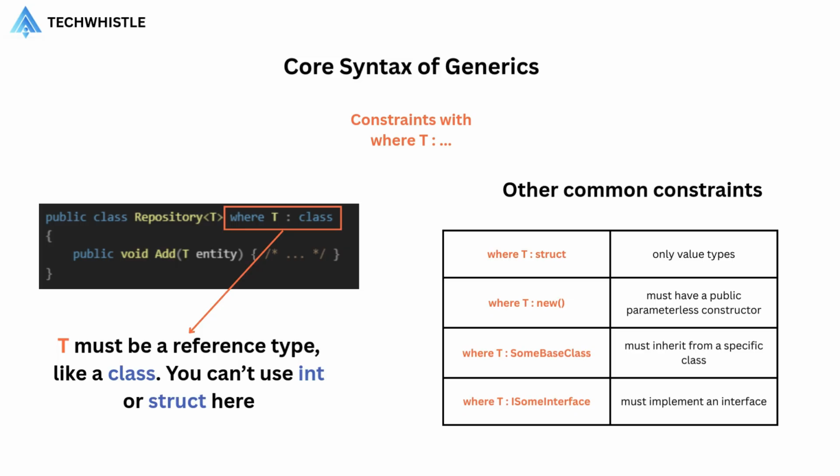Generic classes use T to make one class reusable for many types. Generic methods let you write algorithms once and apply them to any type. Constraints give you guardrails, telling the compiler only these kinds of types are allowed. These three building blocks form the foundation of generics in C#. Next, let's put them into practice with a real-world example.